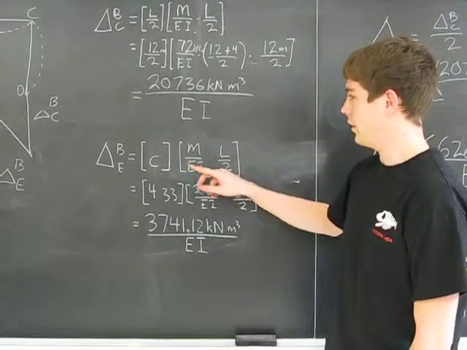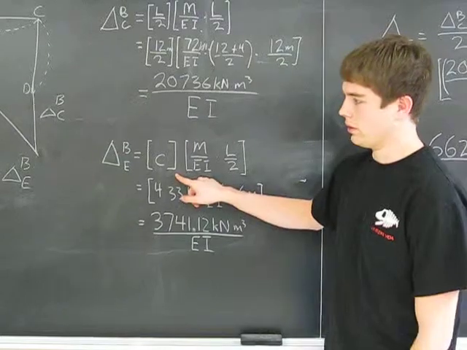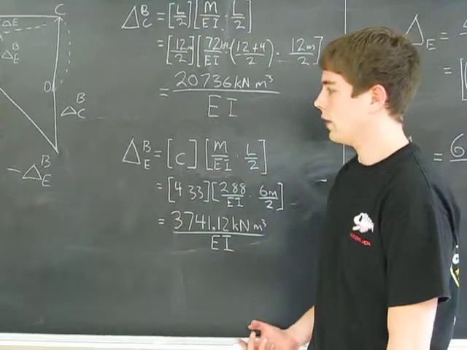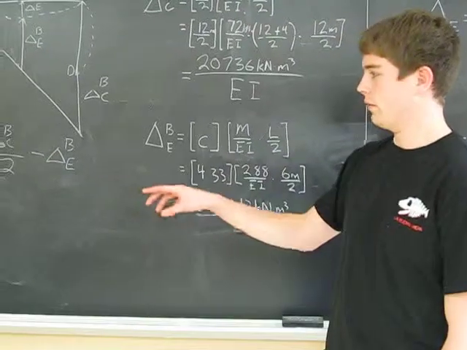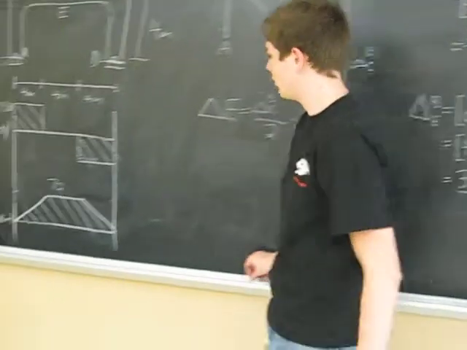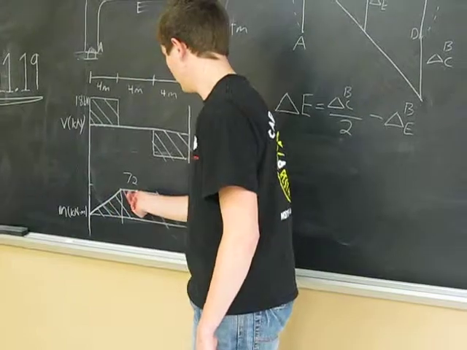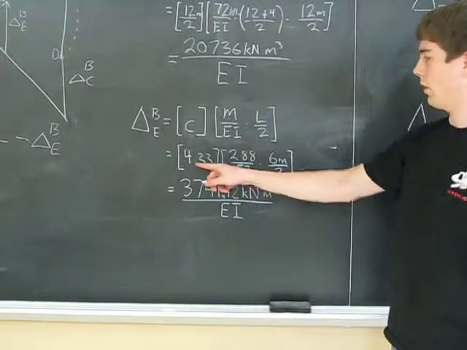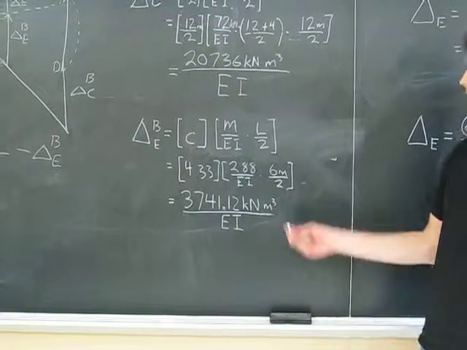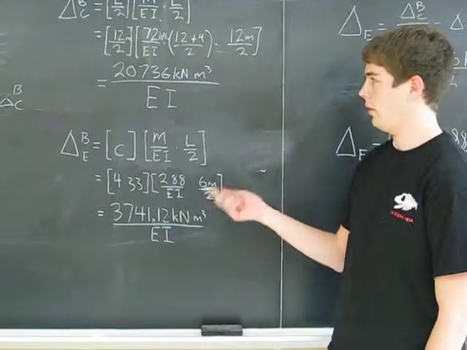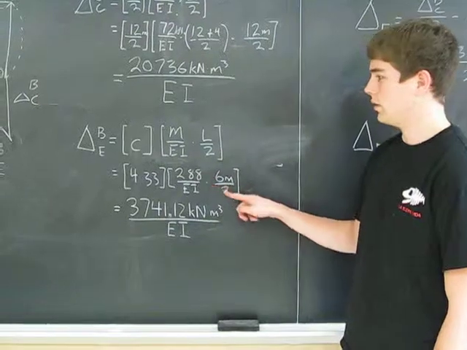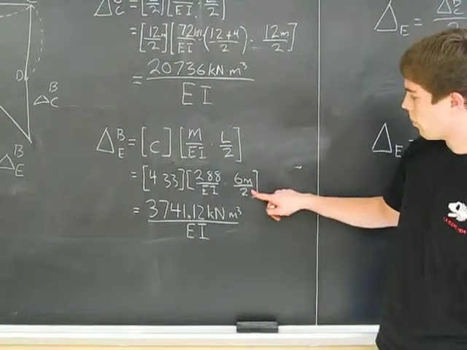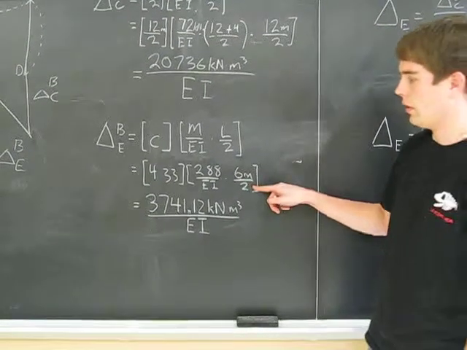Then for delta BE, you only have half the trapezoid. To do that, you sum the area times the centroid of this triangle and this square here. When doing that, you find the centroid is 4.33 meters. And then similarly as with the trapezoid, you find the area times the midpoint of the area.